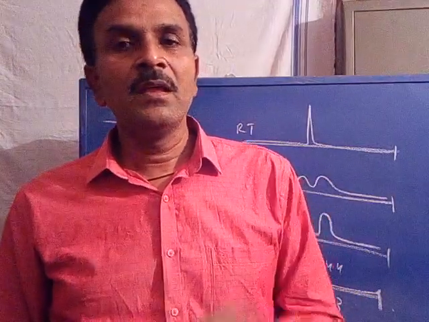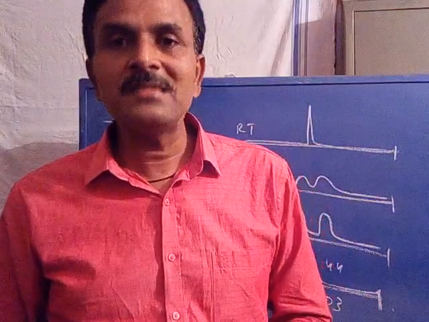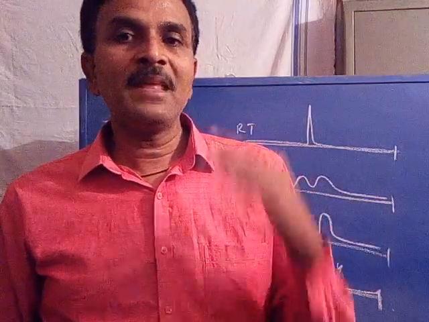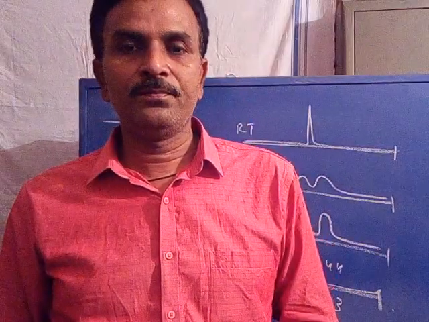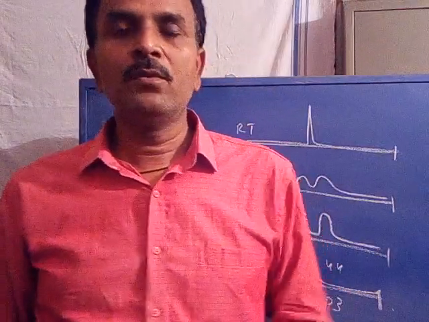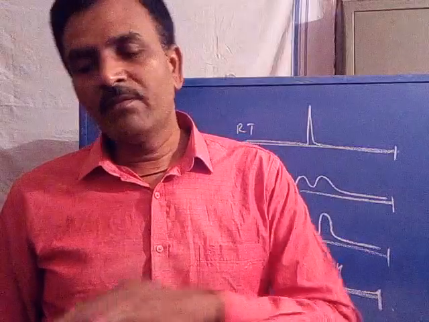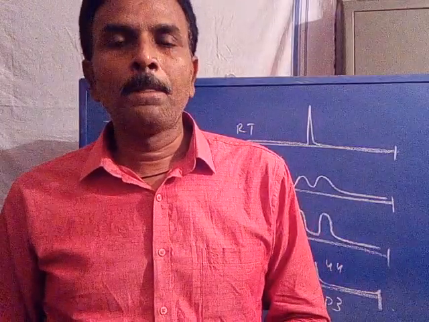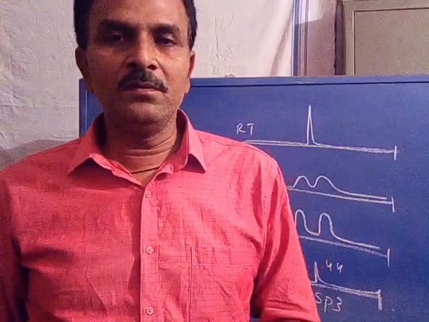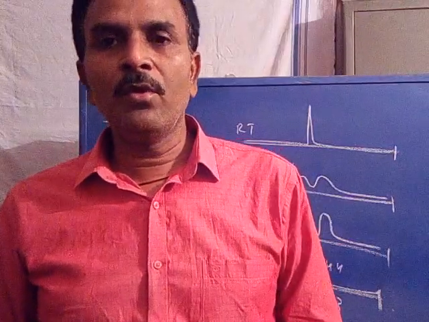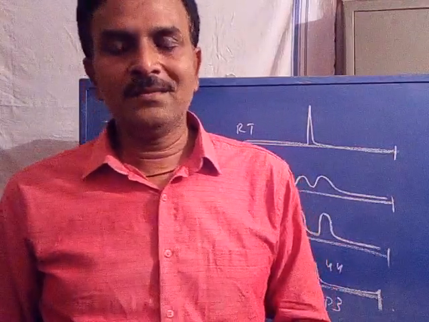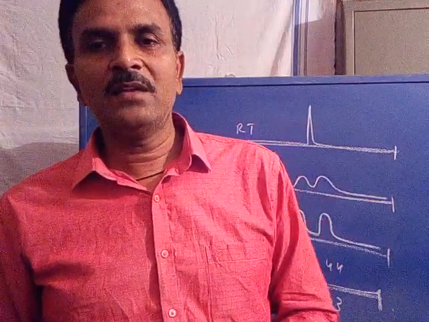So, in this way, with the help of NMR signals, we can explain the fluxional behavior of molecules. You have 3 more examples, which we will discuss in the next lecture. With those 3 more examples, the NMR spectrum topic is completed. Then we will go for fluorine NMR in the next lecture. With this, I conclude today's lecture. Thank you.